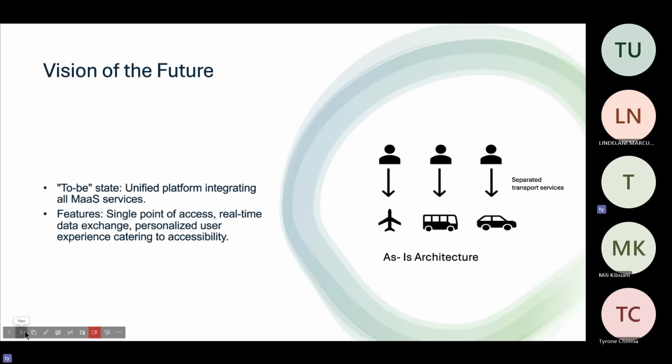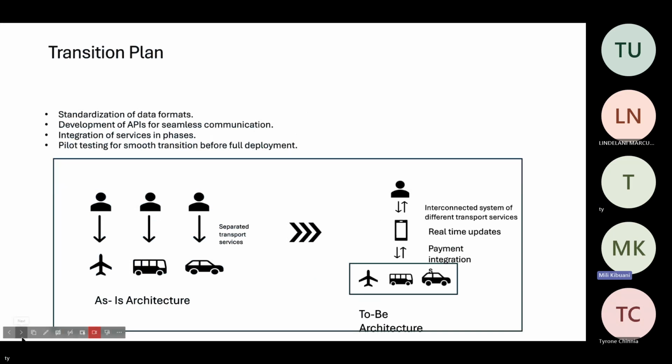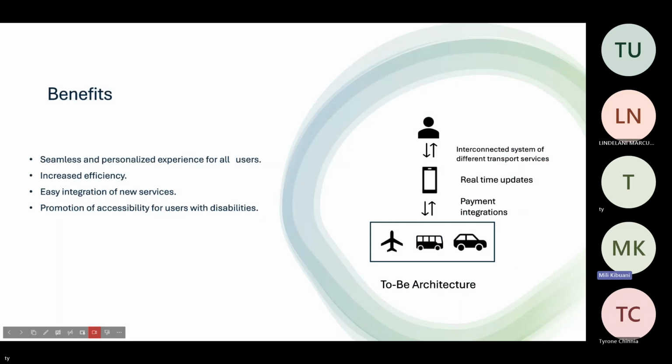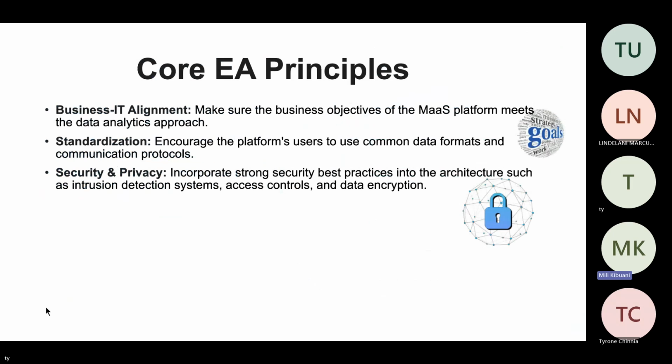The vision: where are we going? Where is the future? We want a much more unified platform for integrating all MaaS services. And how will the transition happen? We need to standardize data formats, develop APIs, integrate services in phases, and do some pilot testing for a smooth transition before the full deployment. What will be the benefit? A seamless and personalized experience for all users. It's going to increase efficiency, allow easy integration of new services, and promote accessibility once again for users with disability. Thanks. I'll hand over to Marcus.